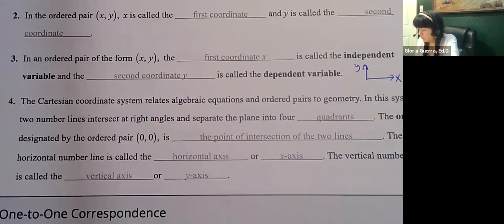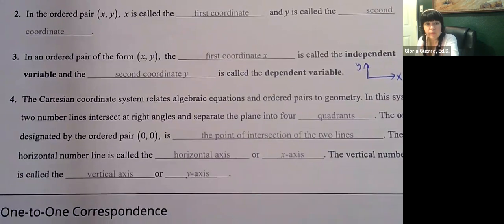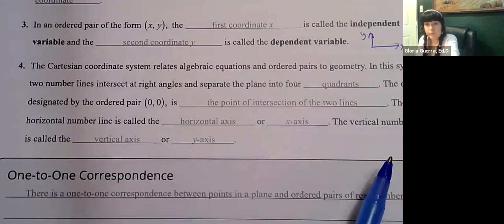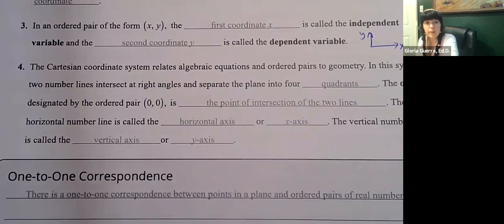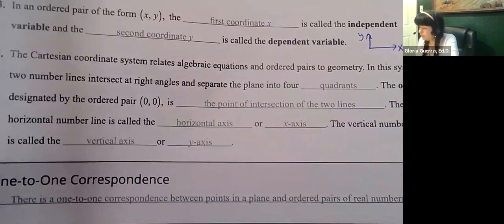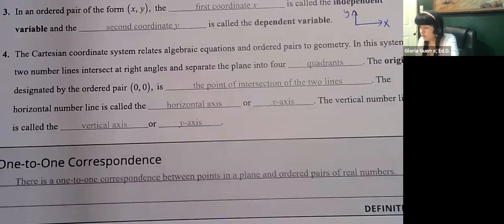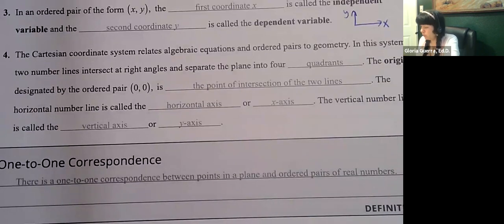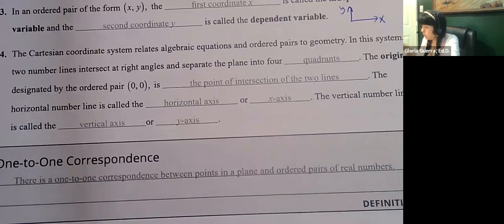One-to-one correspondence. There is a one-to-one correspondence between points in a plane and ordered pairs of real numbers. So that's some of the vocabulary that you'll go through and learn, and you should continue that because there's a watch and a work section.